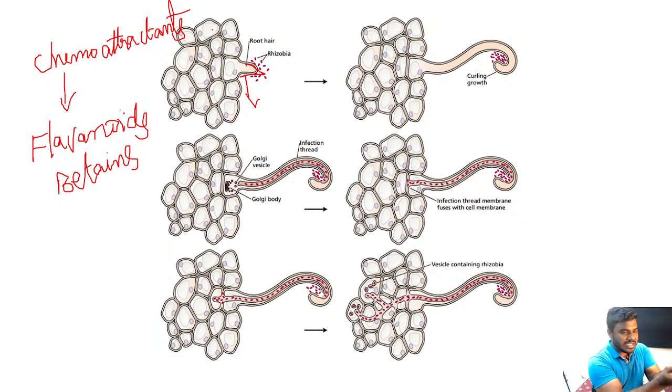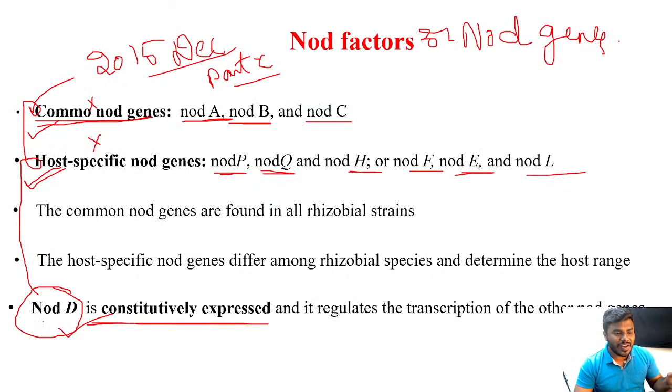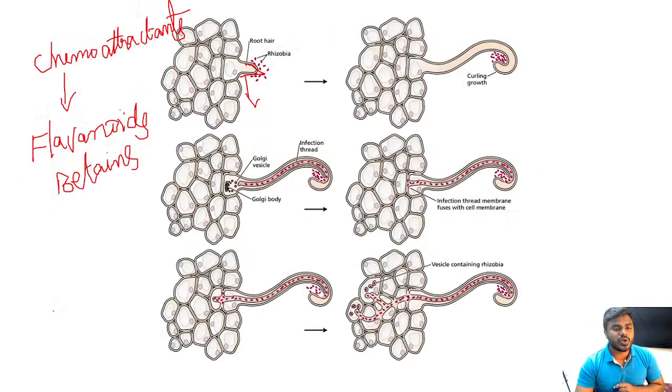My friends, once these chemoattractants are released by the root hair into the soil, they travel through the soil and activate the bacteria. The question is very simple. Which gene of the bacteria is activated first? Undoubtedly, the nodD gene will activate first. Then after the nodD gene, host specific nod genes and common nod genes are also activated. Now you can ask me a question: sir, this is the root hair, this is the bacteria. How exactly can the bacteria come and attach to the root hair?